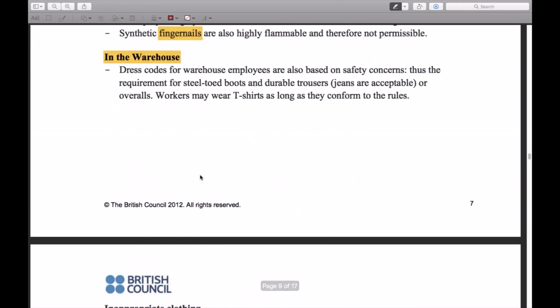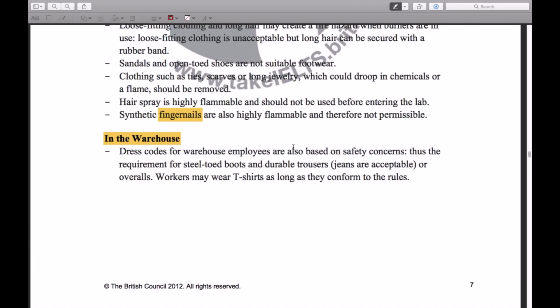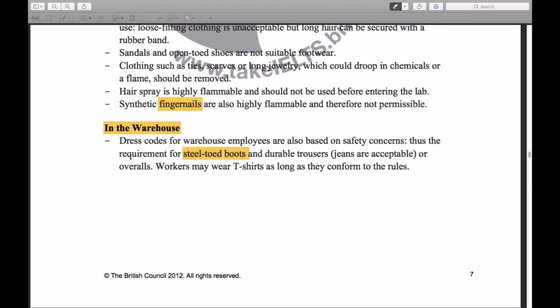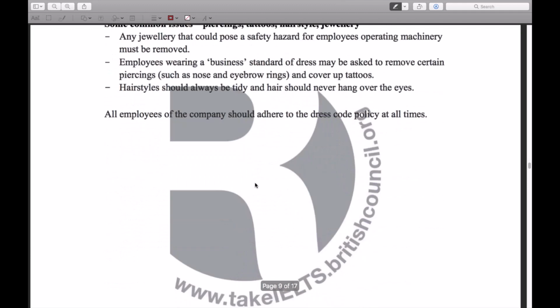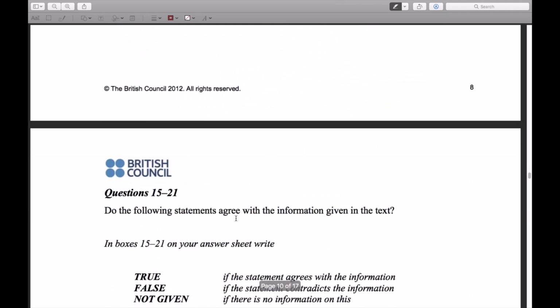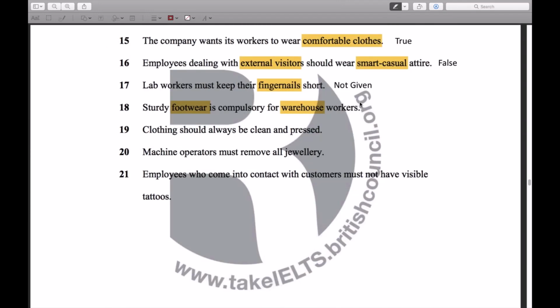Is it? Dress codes for warehouse employees are also based on safety concerns. Thus, the requirement of steel-toed boots. Right. So they have paraphrased sturdy as steel-toed and footwear as boots. So you know that the requirement for steel-toed boots and durable trousers are compulsory because all these conditions are requirements. As it said here, all employees of the company should adhere to the dress code policy at all times. So, sturdy footwear is compulsory. It is compulsory. The steel boots.